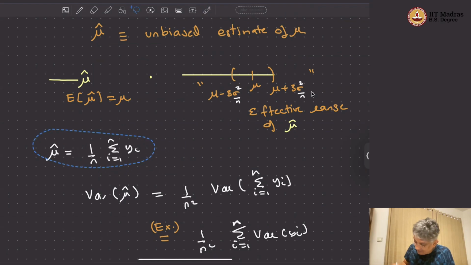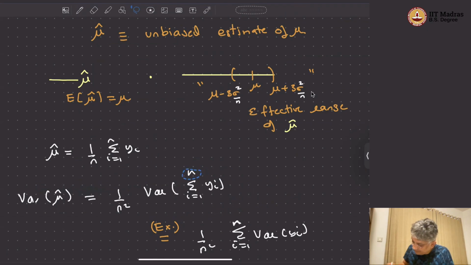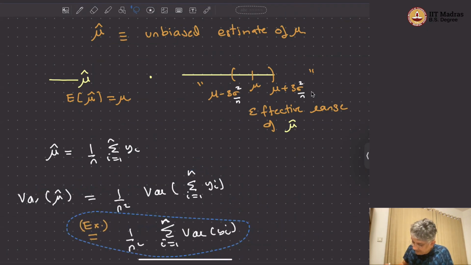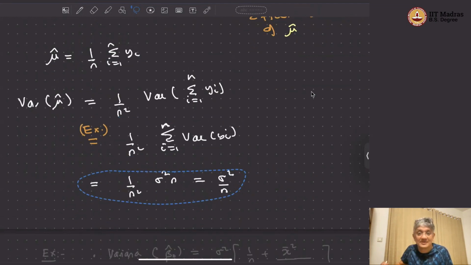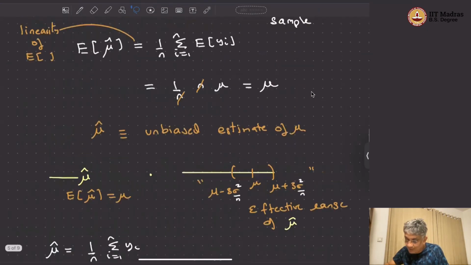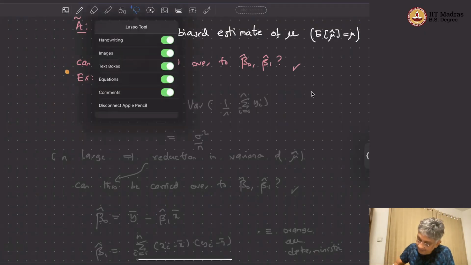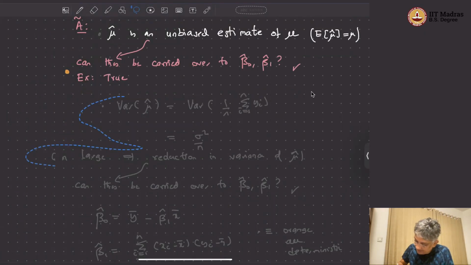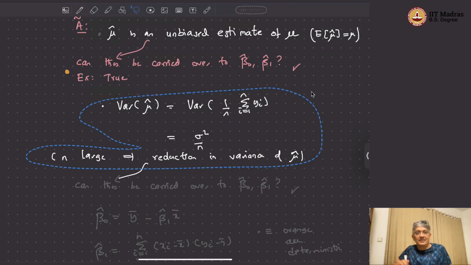Let me just copy this down properly so you can see. I'll write it down neatly. Here I use a property of the data set to show that the variance of the sum is the sum of the variances, and this simple algebra gives you that. Let's go back to our main calculation. I've summarized this whole thing: the variance is sigma squared by n, and n large means I have a reduction in the variance of mu hat. That means I have a very good estimator for large n.